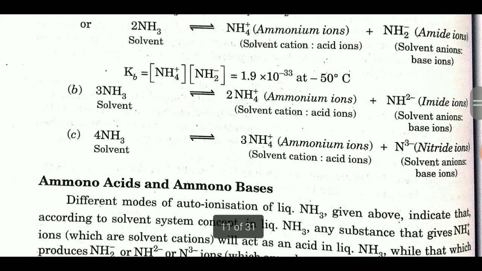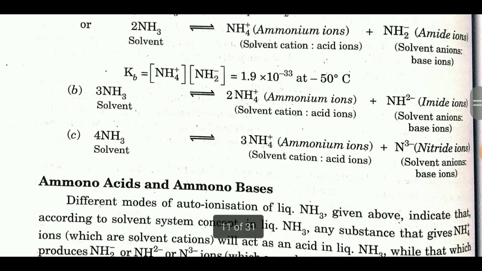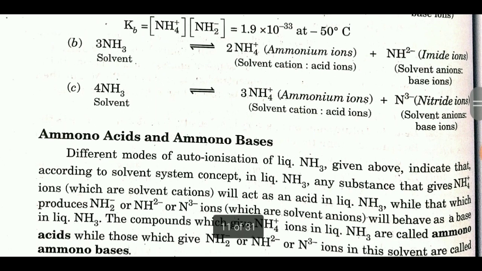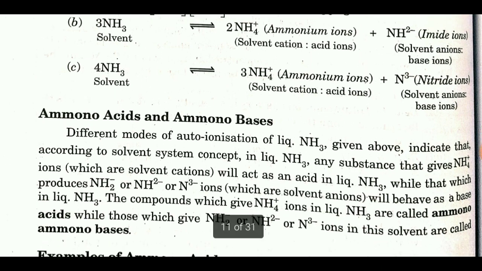B. 3NH3 solvent gives out 2NH4+ ammonium ions plus NH2- imide ions. C. 4NH3 solvent gives out 3NH4+ ammonium ions plus N3- nitride ions.